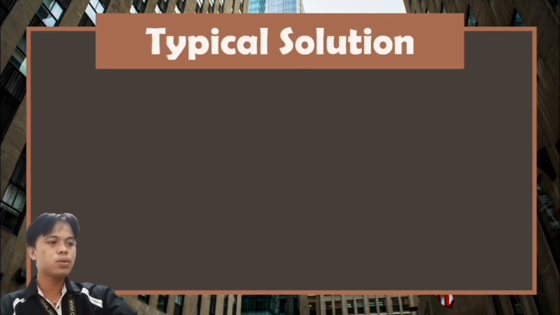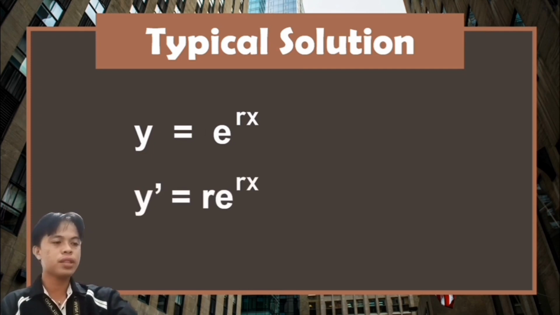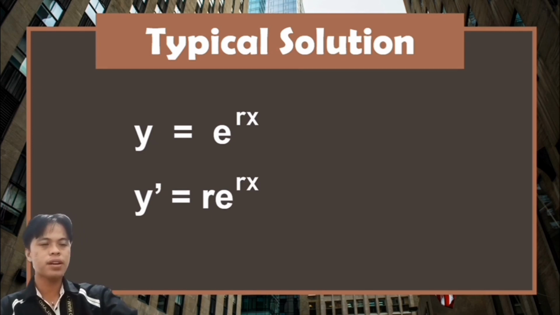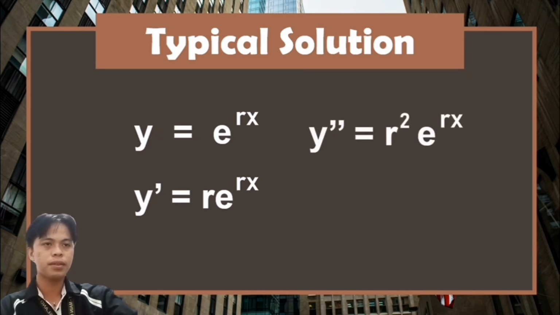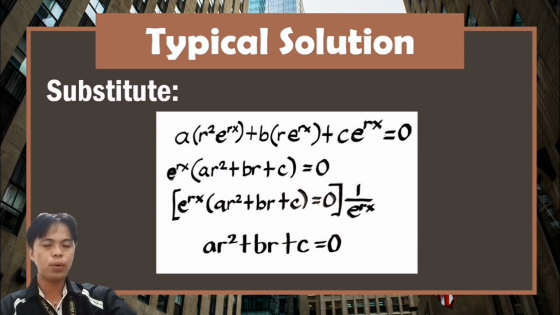The typical solution for this equation is y equals e raised to the power of rx, and we have to take the first derivative. So we have r times e raised to the power of rx, and again we have to take the second derivative. We have r squared times e raised to the power of rx, and substitute the values of y prime and y double prime to the equation.